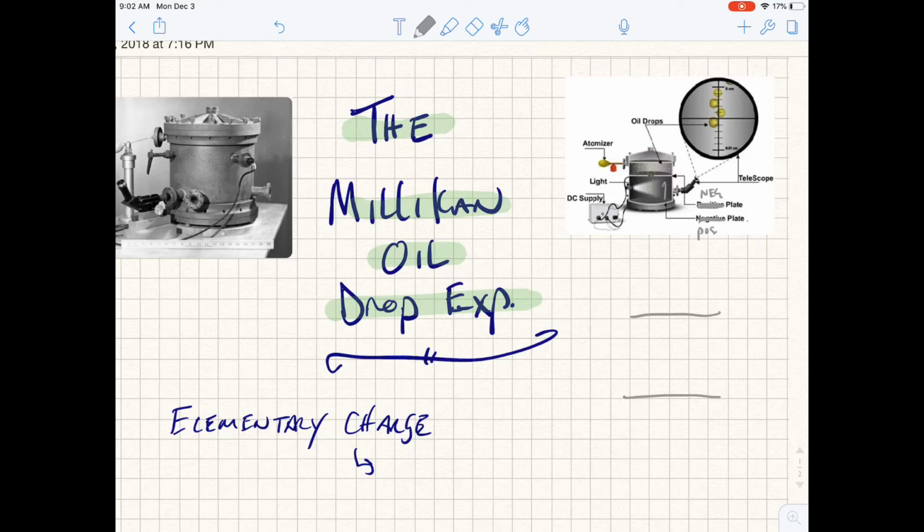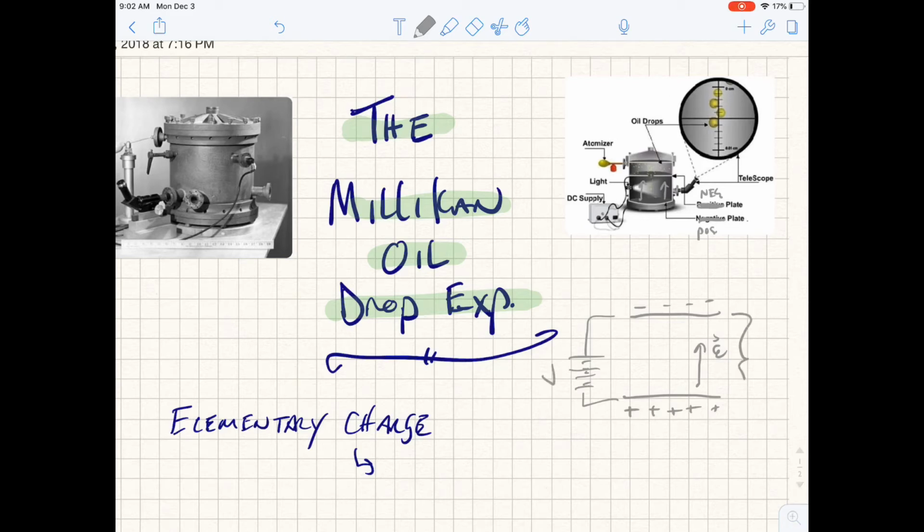And the electric field lines in this are going to be pointed up. We're going to have a positive plate at the bottom and a negative plate at the top. And we can control that potential difference by adjusting the DC power supply. And that's going to have some voltage V.